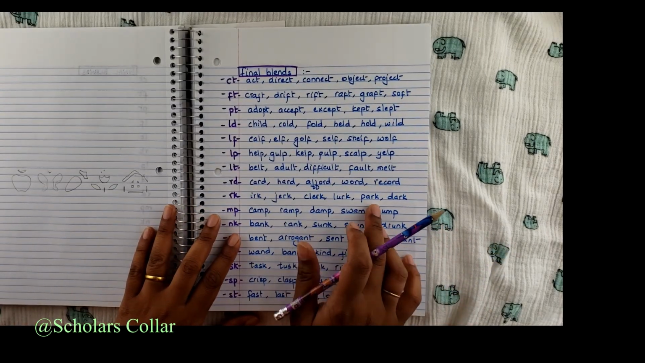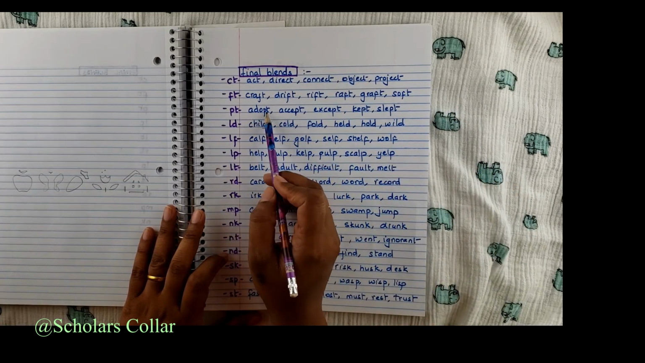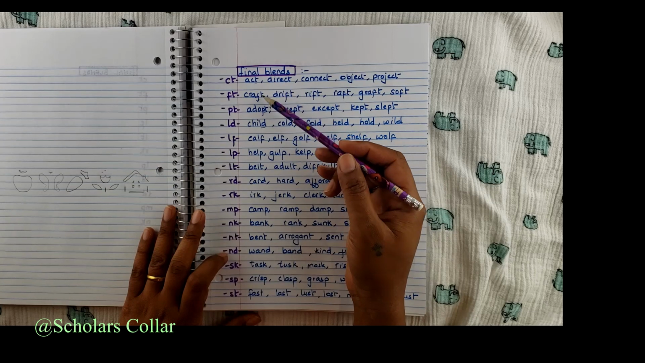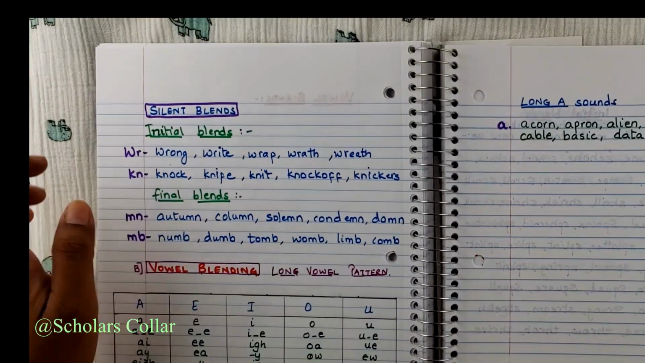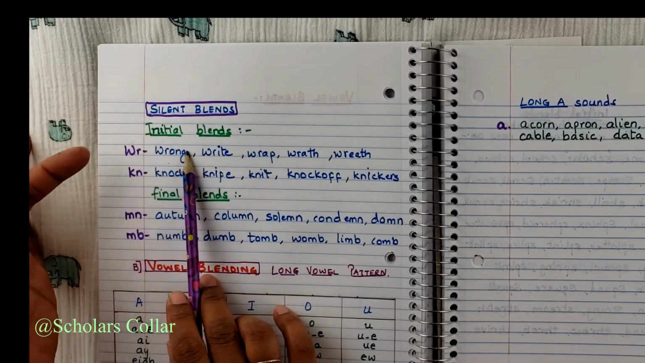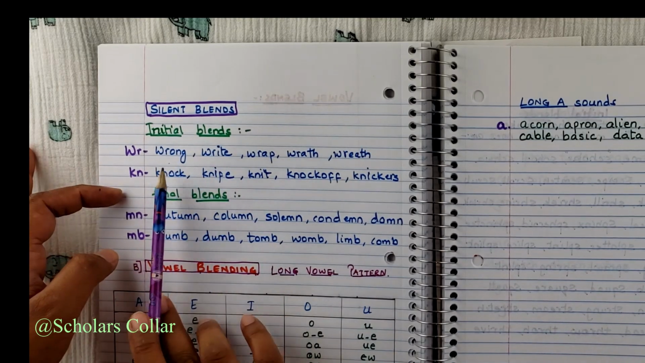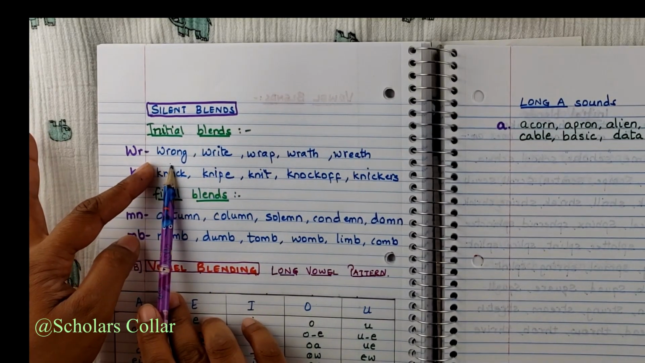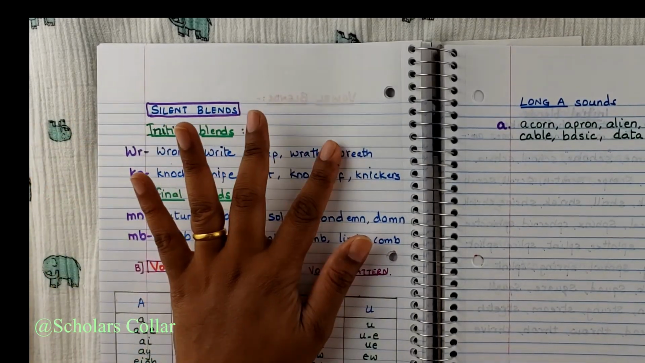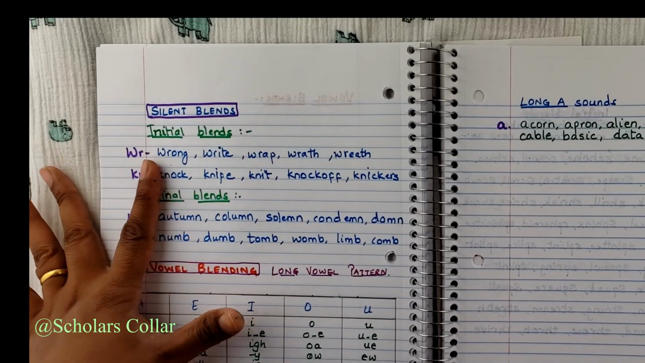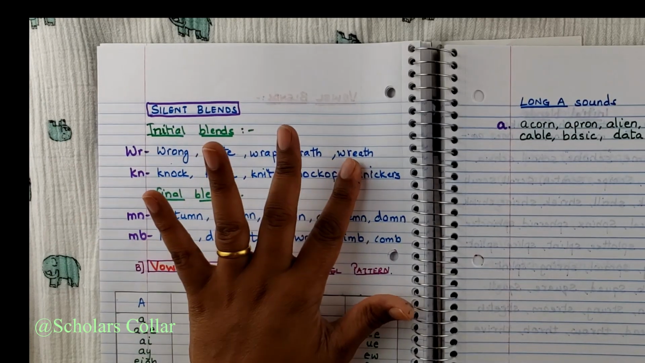This is the final blend. The final blend is the blend at the end of the word. So that's act, craft, adopt, all the way to st. Then we have silent blends. This I did not mention in my previous videos. Silent blends again have initial and final blends, like WR initially, like wrong, right, rap. So here it's silent because you cannot hear the W in it. So it's wrong, right, rap, reap. Knock, same thing. You cannot hear the K in it. It's knock, knife, knit, knock off, and knickers.